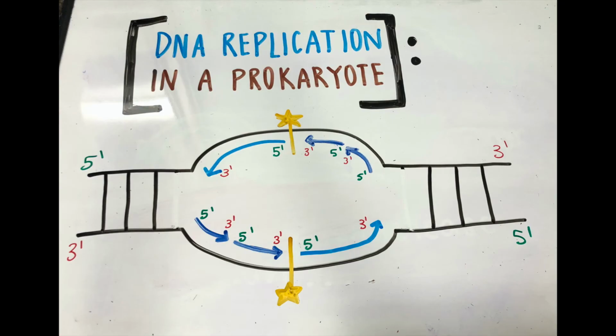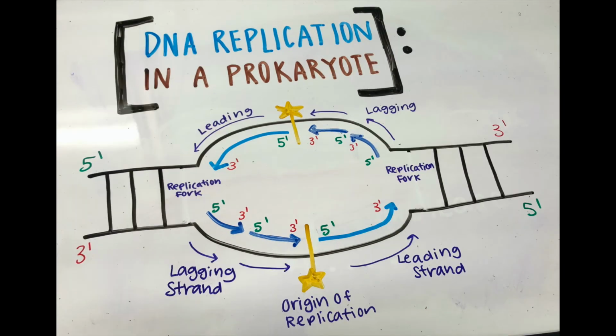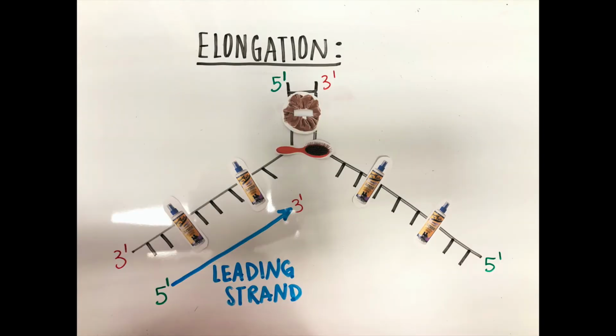Remember that replication is occurring in different directions on each strand, and that DNA is synthesized from the 5' end to the 3' end in that direction. The leading strand is also known as the template strand. It goes through continuous replication in the direction of the replication fork.